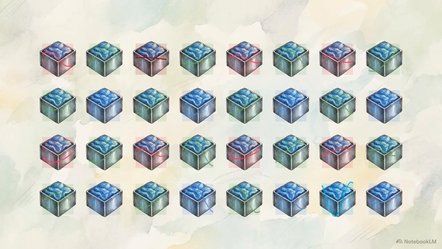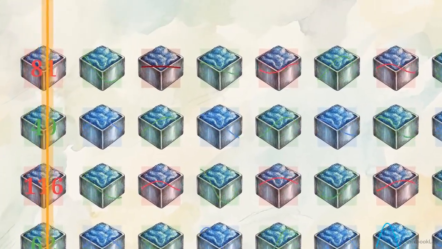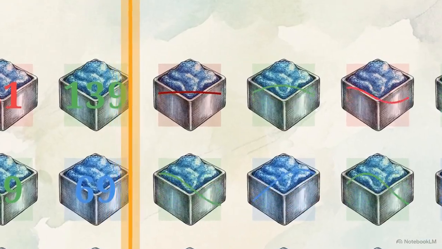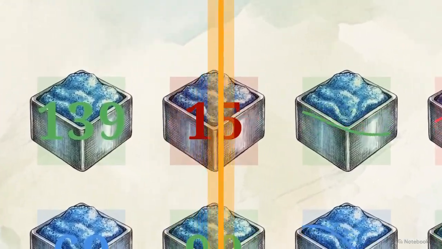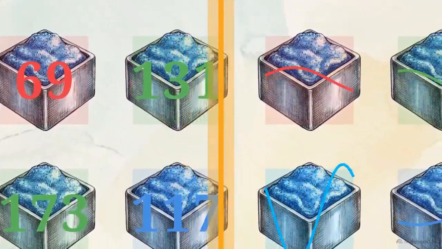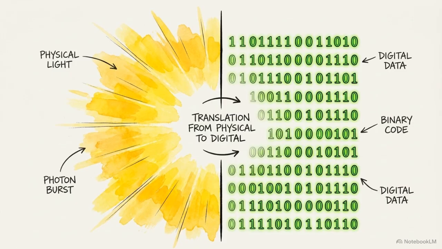To bridge this gap, the analog-to-digital converter sweeps across the sensor, measuring the electrical voltage of every bucket. It instantly assigns a specific numerical value. This dark red becomes 15, medium green is 128, and bright blue is 245. In this millisecond, the translation is complete. Physical light has been converted into digital data.